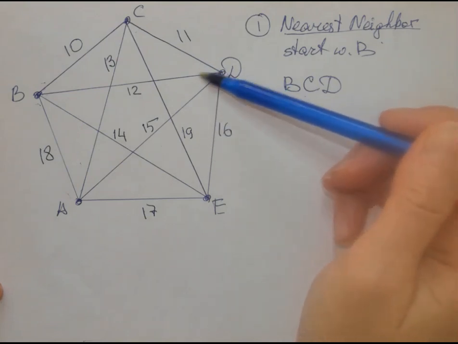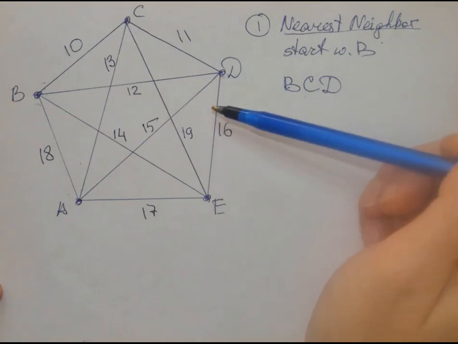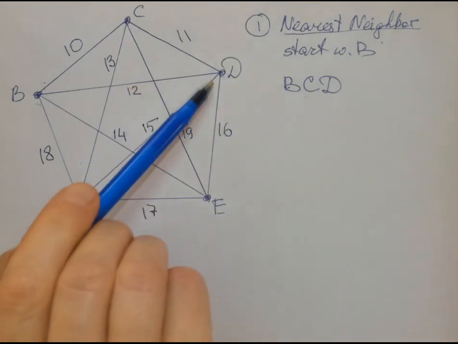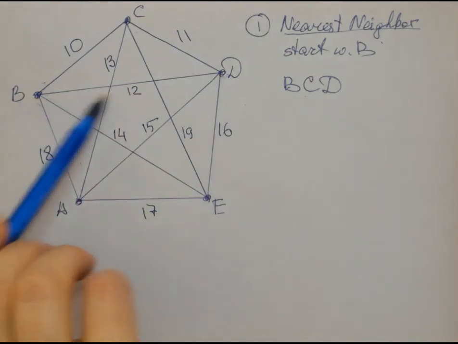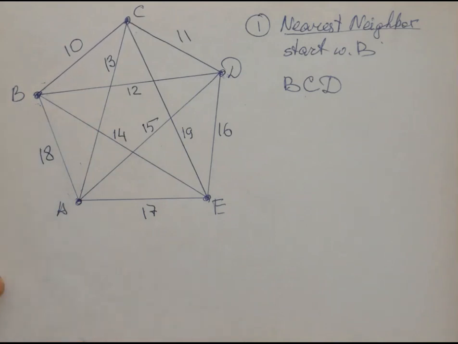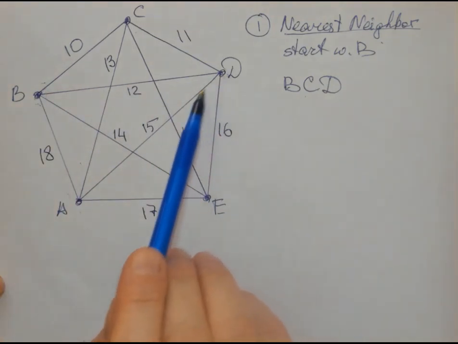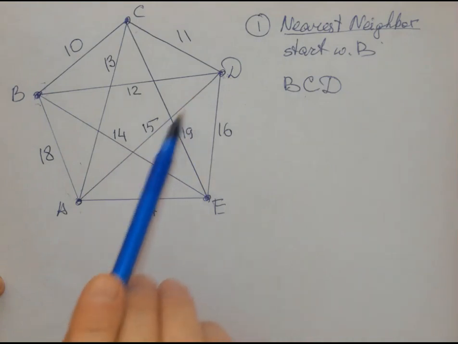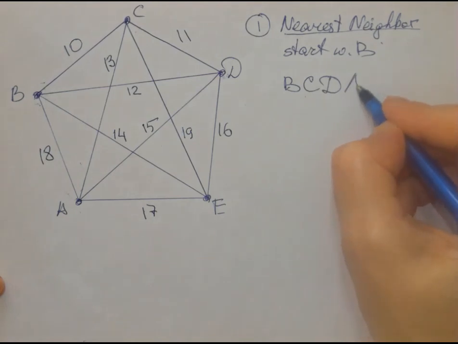edges coming out from D: 12, 15, and 16. But we cannot take 12, because if we go from D to B, we will return to B and we will close the circuit without visiting A and E. So B must be the last step of the trip. So we cannot go along BD. We choose between 15 and 16. 15 is better, so we move from D to A.